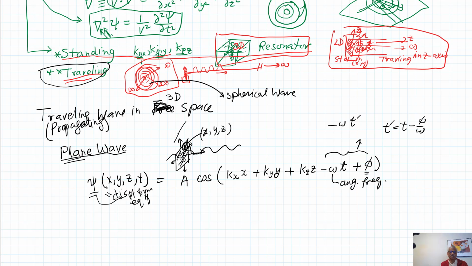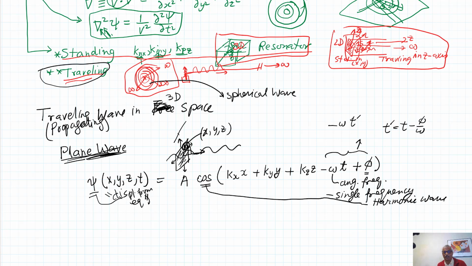The first thing to notice is a plane wave. A plane wave is a harmonic wave, so single frequency, and it is a harmonic wave because it is a harmonic function of the frequency. It's a pretty straightforward generalization of the harmonic wave on a string, you can see. So omega is frequency, but what are these k's?